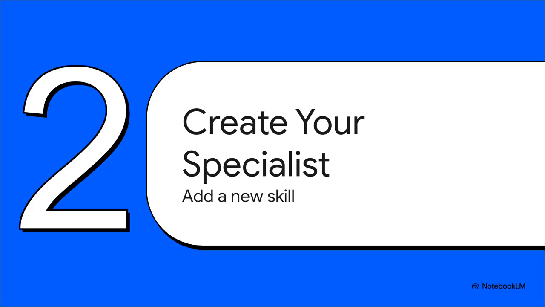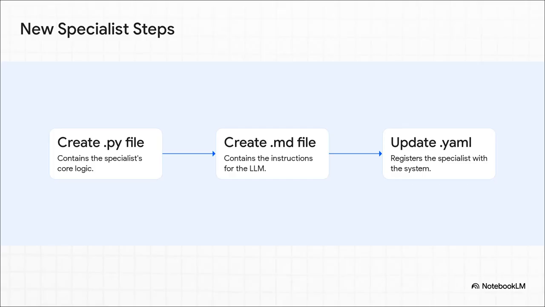Which brings us to the best part. Actually adding your own custom skills to the system. This is where the scaffold truly shines, because it makes creating a new specialist ridiculously easy. And when I say easy, I mean it. It's literally just 3 steps. 1, make a Python file for your logic. 2, write a simple markdown file for the prompt. And 3, tell the system about it in that config file we just talked about. That's it. You've just taught your agent a new trick.